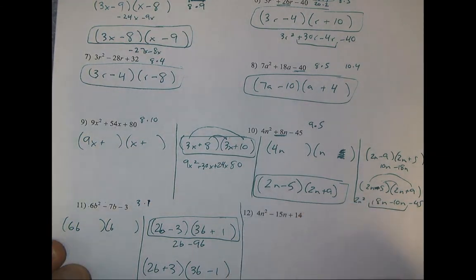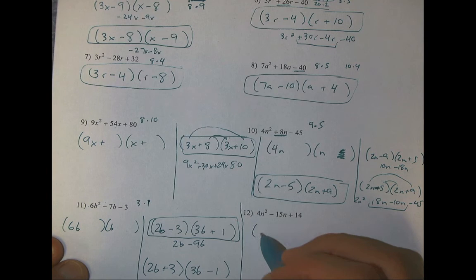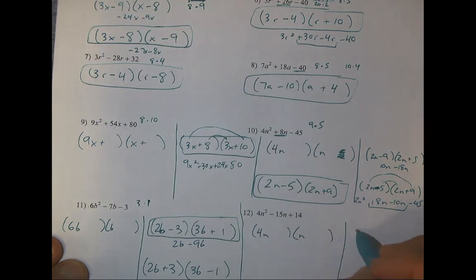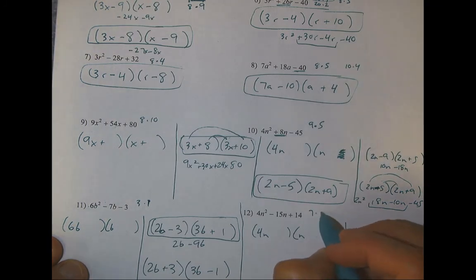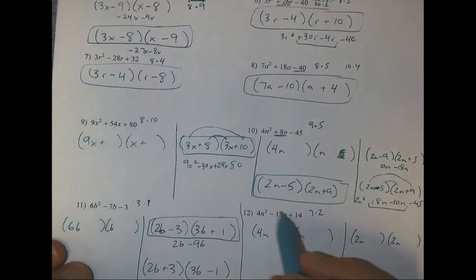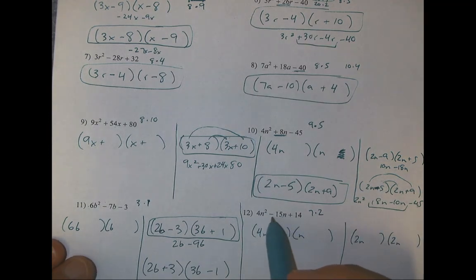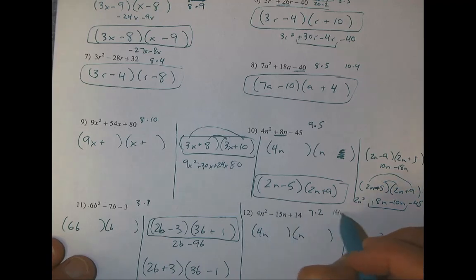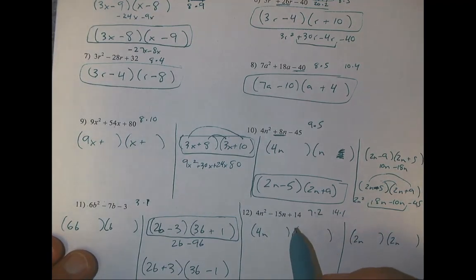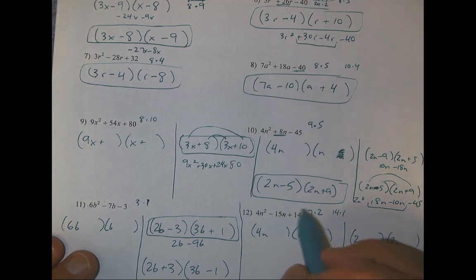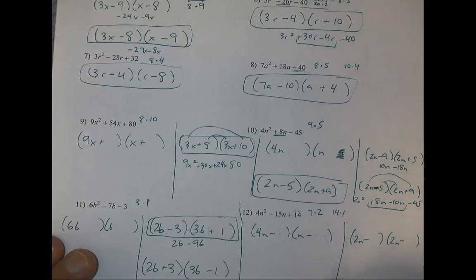All right, number 12. 4n, again, could be a 4 and a 1. Or it could be a 2 and a 2. When I see 14, I'm thinking it's probably 7 and 2. But I do see that 15, and I'm thinking, 14 and 1 might be worth looking into real quick if 7 and 2 doesn't work. The good thing here that I see is I'm multiplying to a positive number. So these two numbers multiplied together will make a positive, but I'm adding to a negative. So that's another clue that this is a negative times a negative.